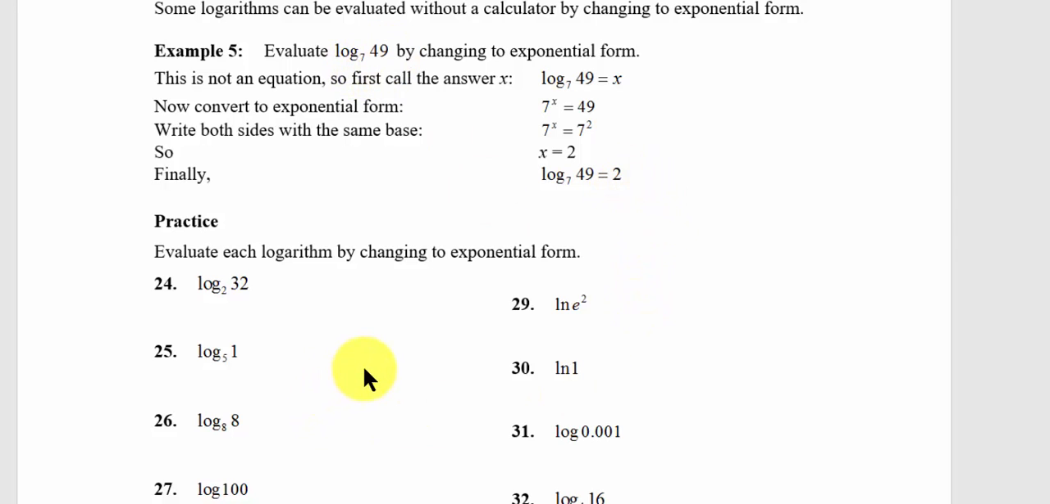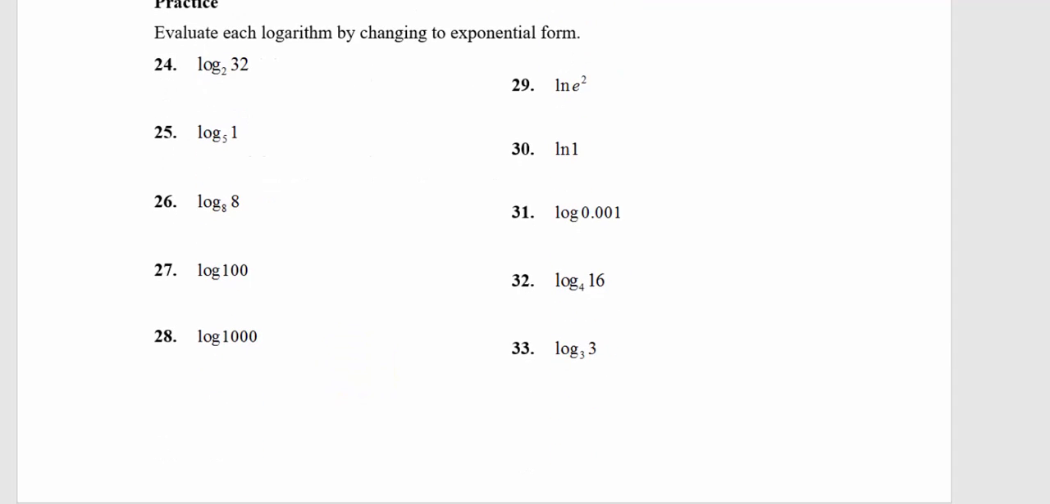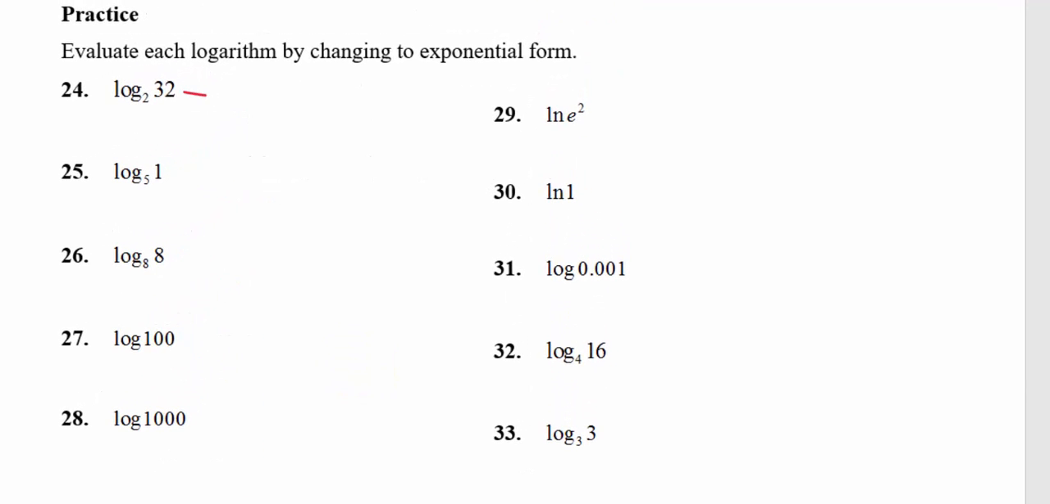All right, so let's practice a few of these. So when I look at 24, I don't know the answer, so I'll say, okay, this equals x. And then I could say 2 raised to the x equals 32. Now, what number is going to make that true? 2 raised to what number would give me 32? The answer is 5. Okay, so if I said, what is the answer to log base 2 of 32? You'd say, the answer is 5. Let's give ourselves a little more space.